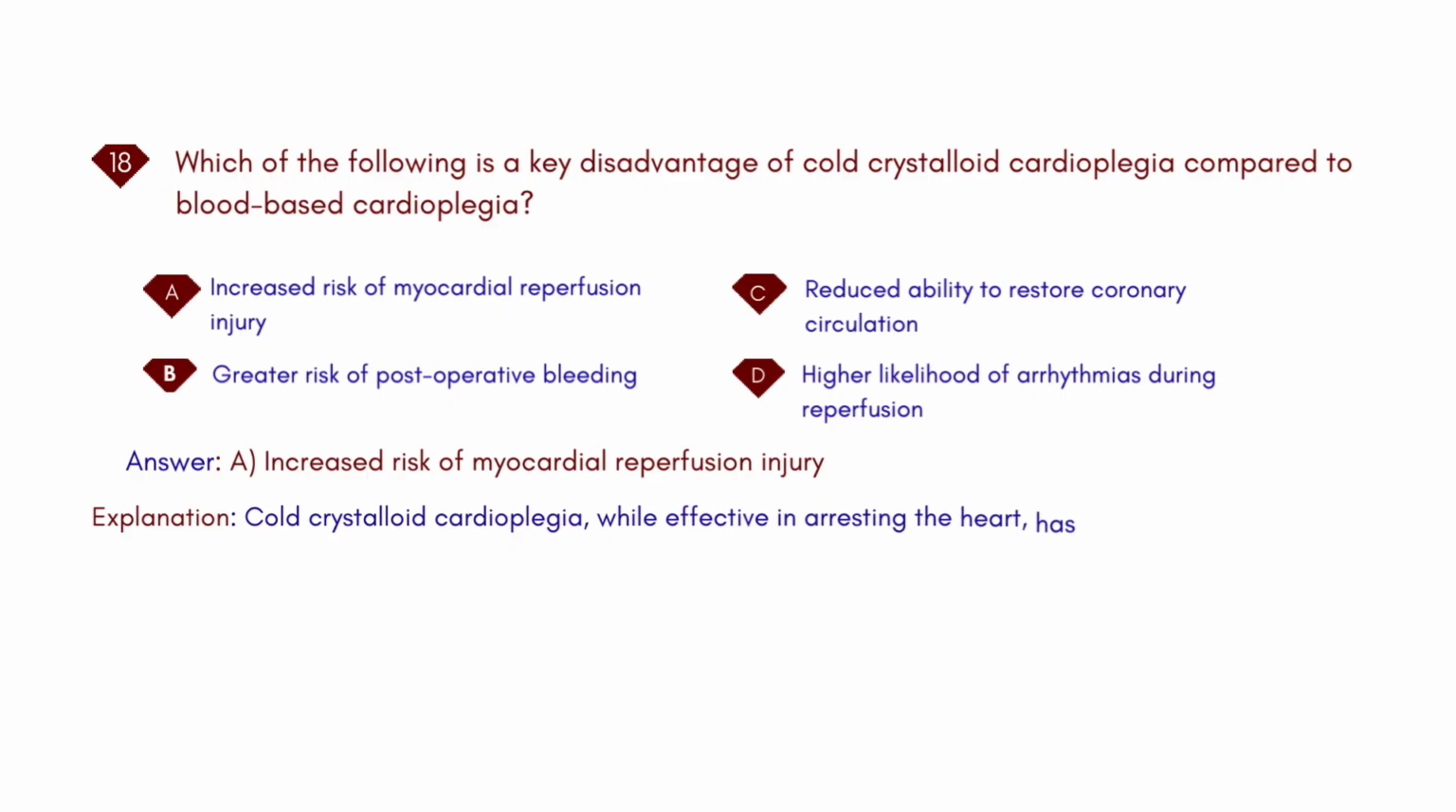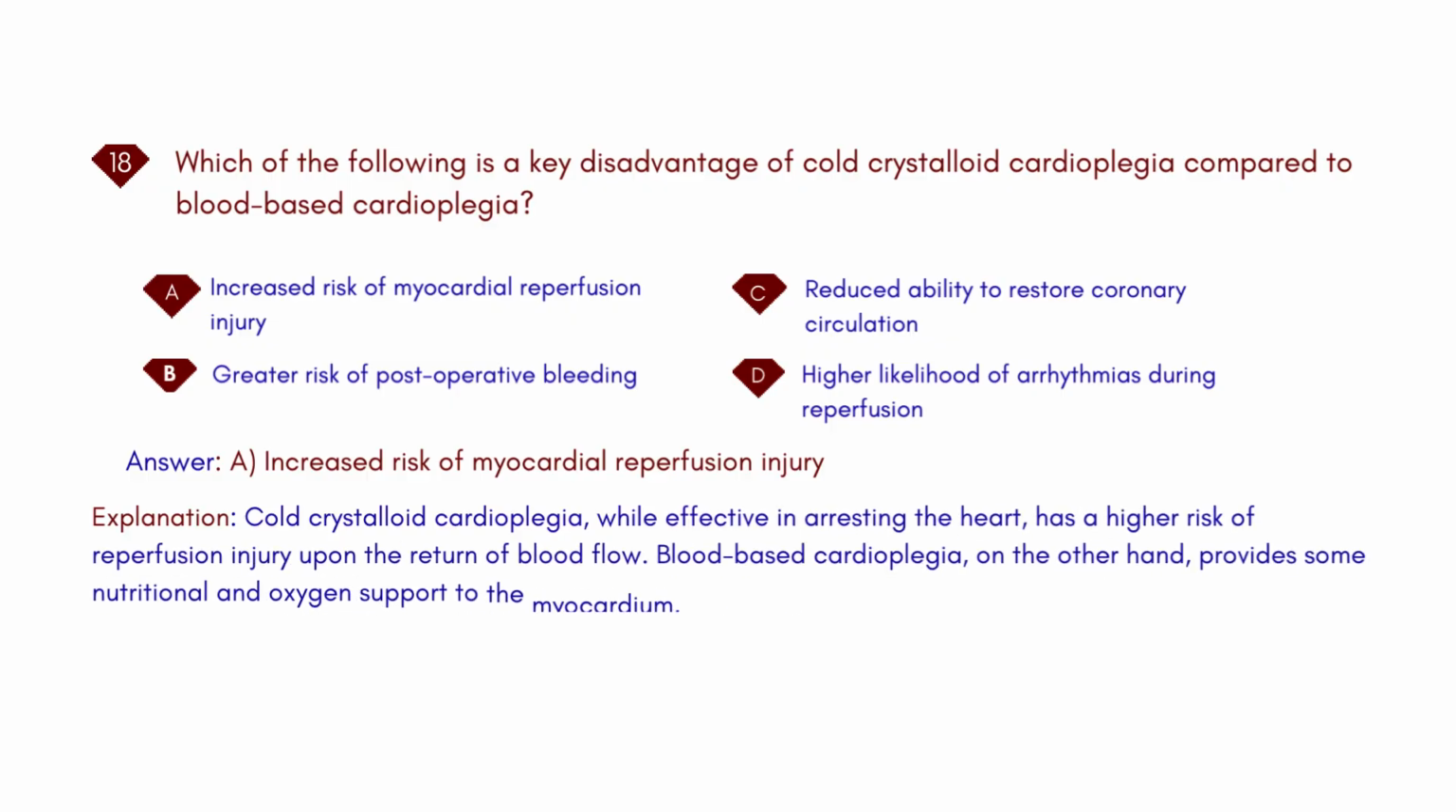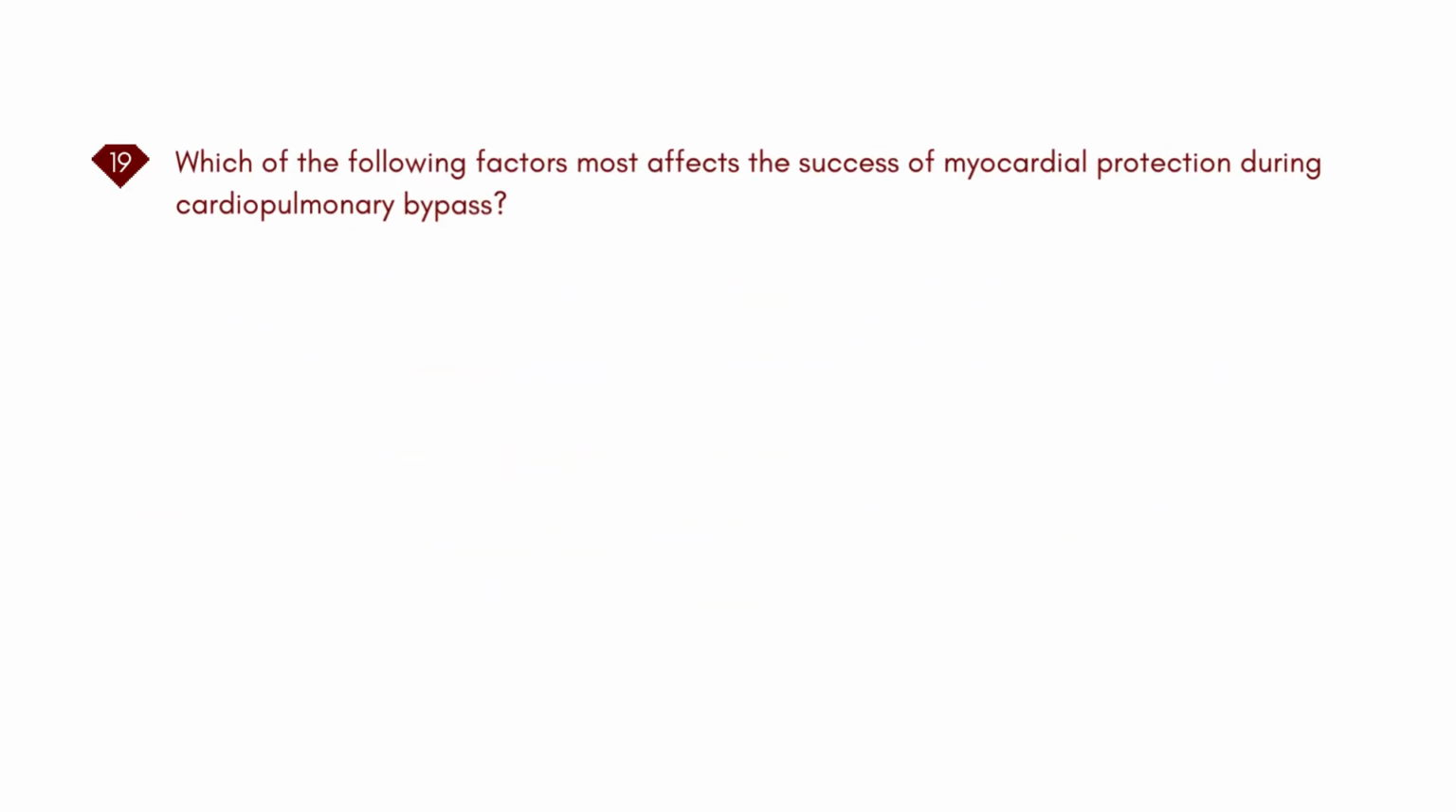Explanation: Cold crystalloid cardioplegia, while effective in arresting the heart, has a higher risk of reperfusion injury upon the return of blood flow. Blood-based cardioplegia, on the other hand, provides some nutritional and oxygen support to the myocardium, potentially reducing the extent of reperfusion injury. Which of the following factors most affects the success of myocardial protection during cardiopulmonary bypass?